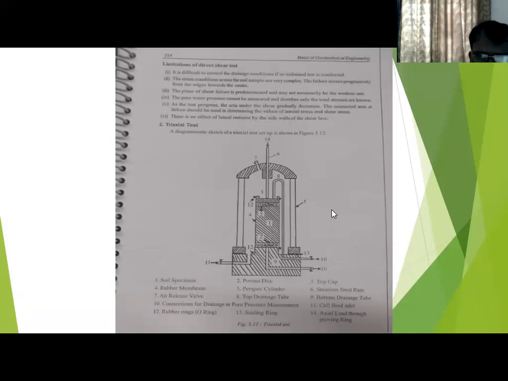So this is the setup. Just you see, and we are having it in the laboratory also. So we keep here the soil specimen. This one is the soil specimen. This is the soil specimen.